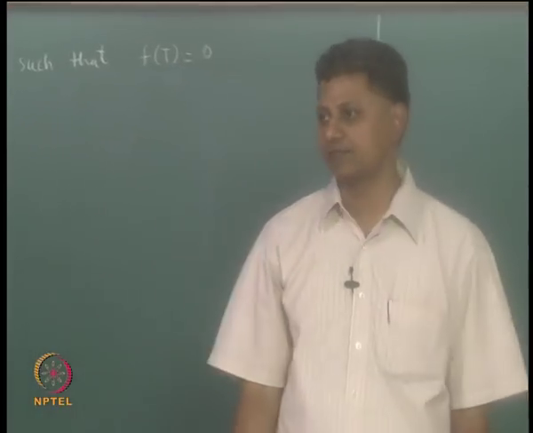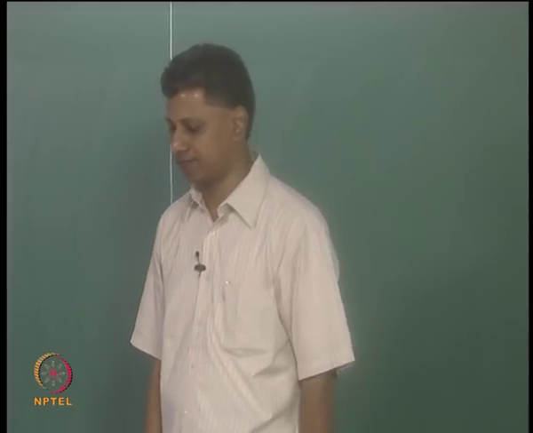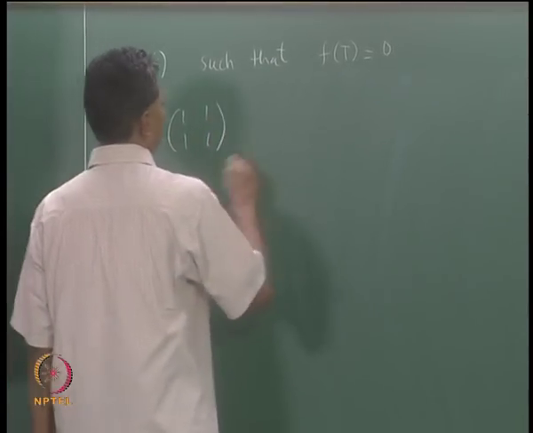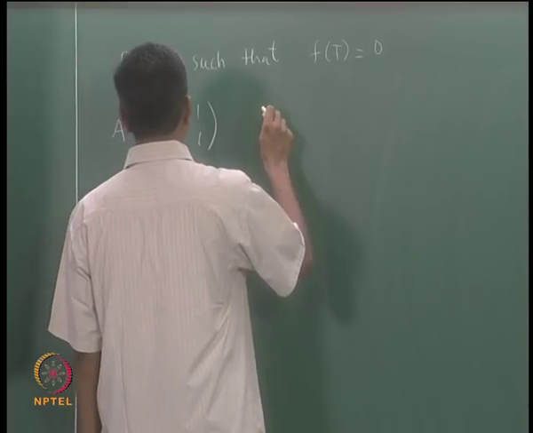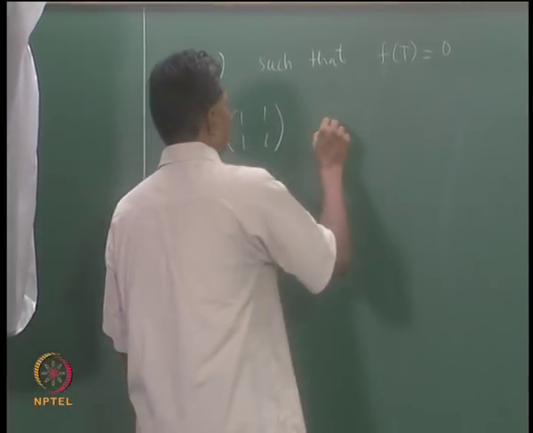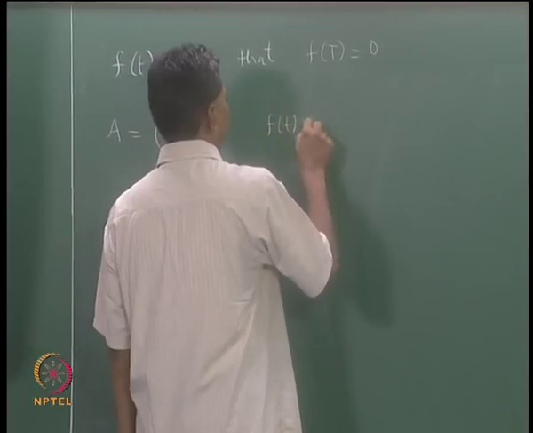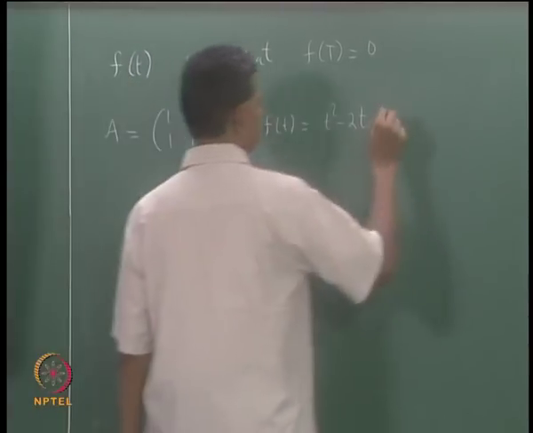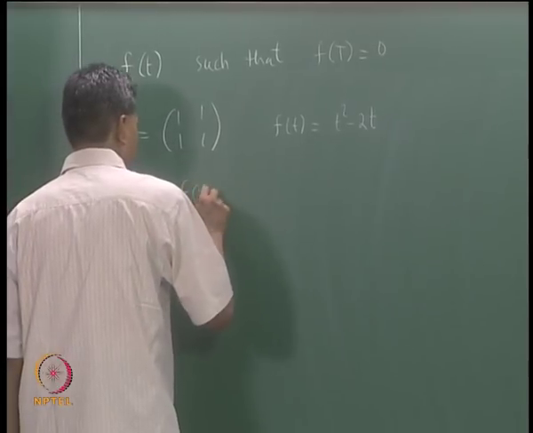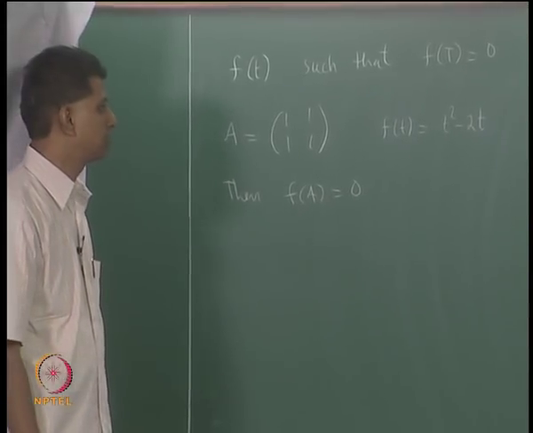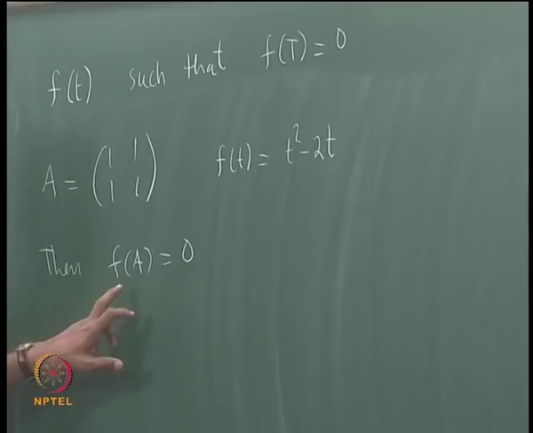I had given an example yesterday, a 2 by 2 matrix and a polynomial. Let me recall that I had given this matrix. I am looking at the linear transformation on R2 whose matrix relative to the standard basis is this, and I defined f of t to be t square minus 2t. We noticed yesterday that f of A is a 0 matrix. So at least for this matrix we have shown that there is a polynomial f such that f of A equals 0. In the general case, let me give an argument and then give the precise definition.